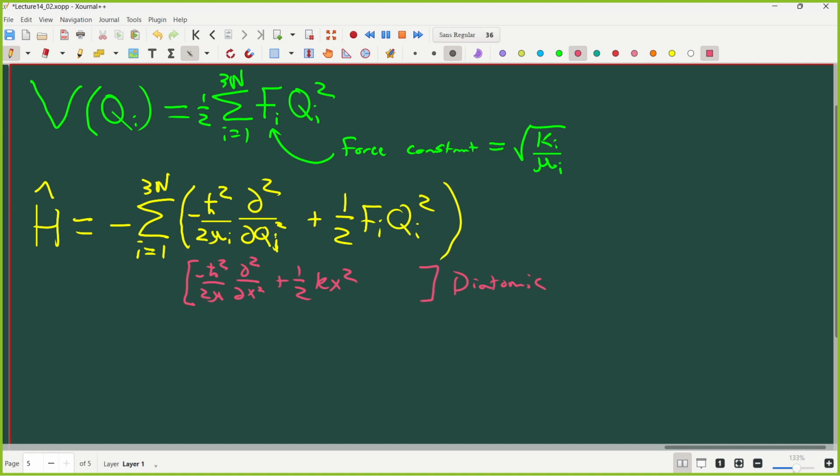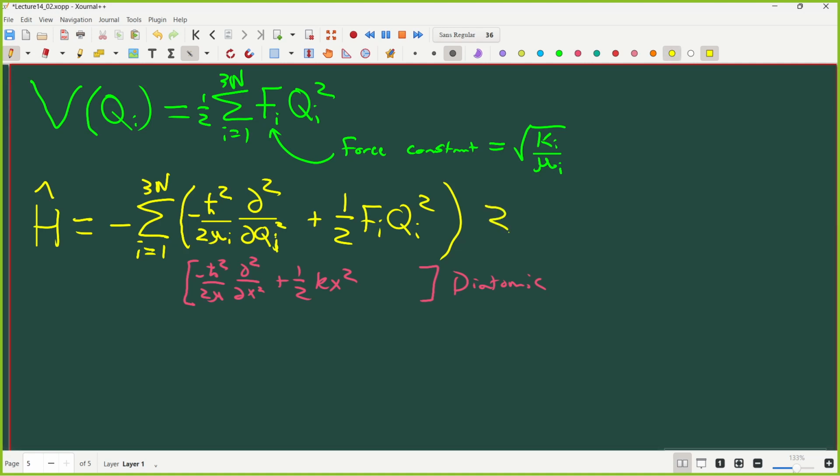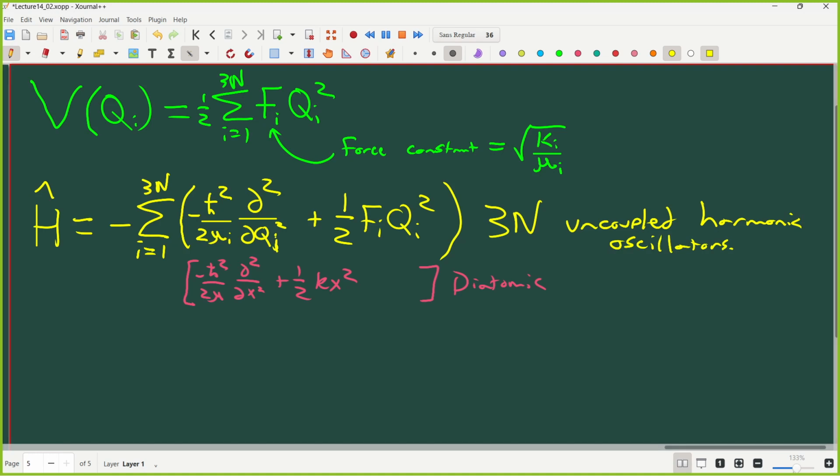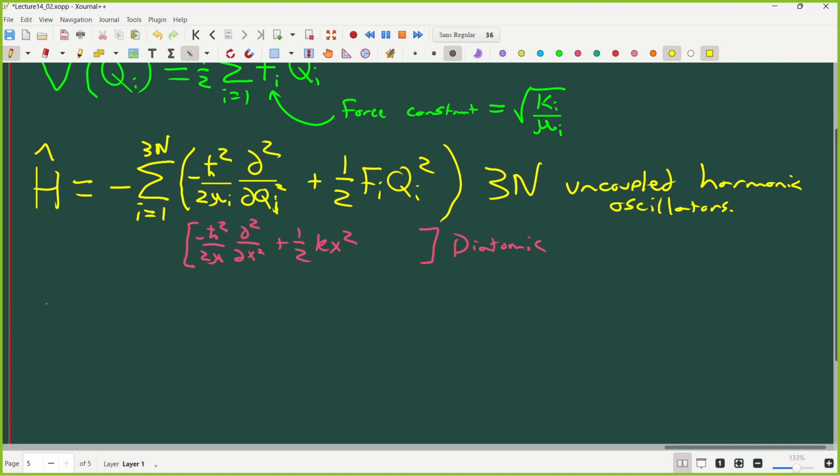These are harmonic oscillators, right? We now have 3n uncoupled harmonic oscillators. And we know all the math for harmonic oscillators. They don't interact with each other, so we can solve for all of them separately. So this problem is separable.